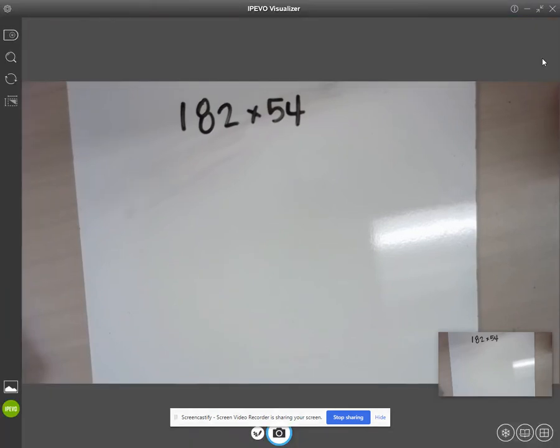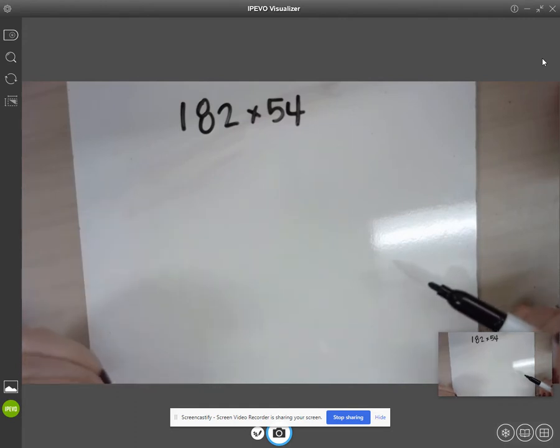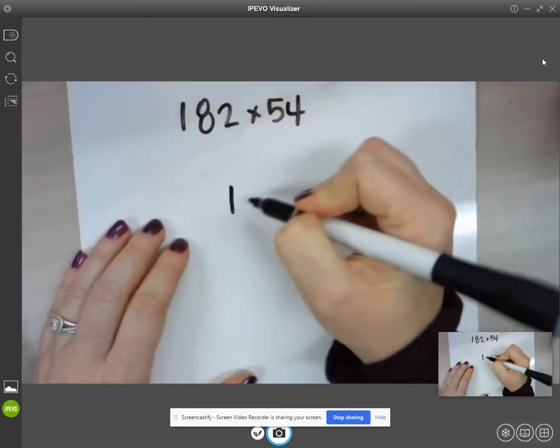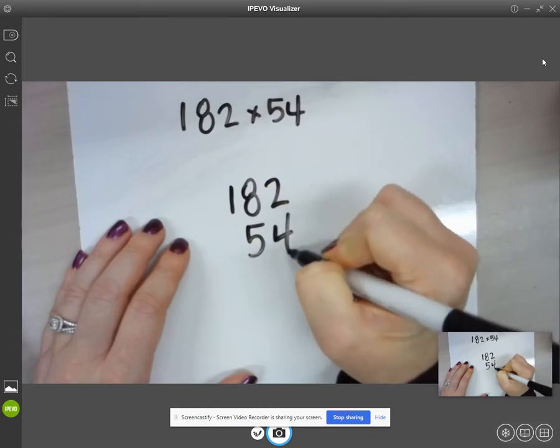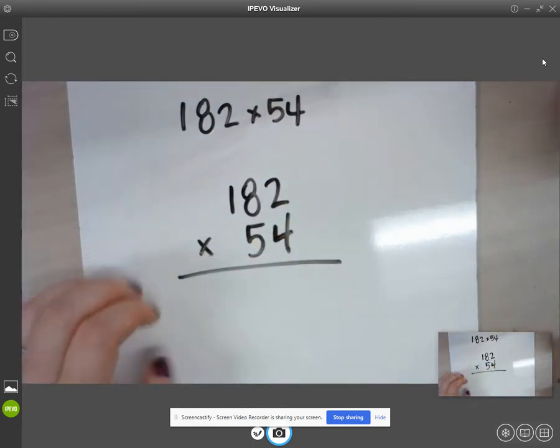Good morning, mathematicians. We are going to take a look at multiplication of whole numbers today and in this unit. And I'd like us to start with this 3-digit by 2-digit number. Many of us have been using what we've been calling our stack and solve strategy, where we take our two factors and we stack them together.